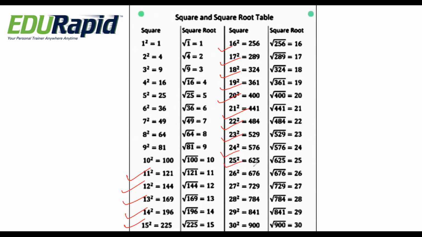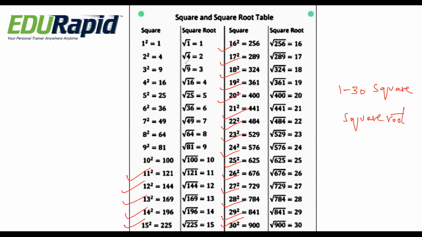25 square 625, 26 square 676, 27 square 729, 28 square 784, 29 square 841, and 30 square 900. So up to 30 you have to remember all the squares and square roots. Square and square root are vice versa.